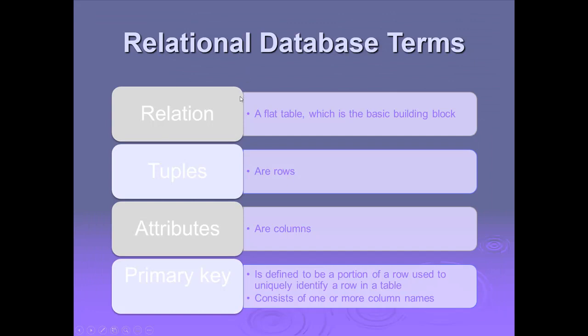So these are the terminologies related to the relational database system. Relation, a flat table, which is the basic building block. Tuple means rows. Okay, so relation consists of rows and columns. Attributes means columns. Primary key is defined to be the portion of a row used to uniquely identify a row in a table. Example, employee number, student number. Okay, so it is used to identify the other columns. It can be a single column or a combination of one or more columns.